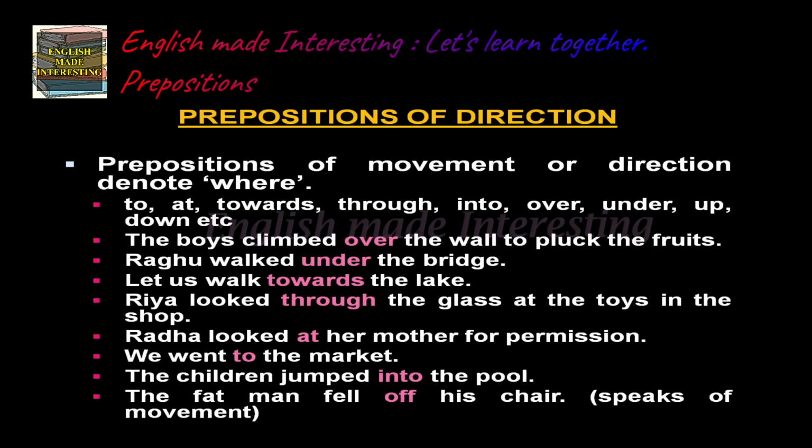Prepositions of direction. Prepositions of movement or direction denote where. Example: to, at, towards, through, into, over, under, up, down, etc. The boys climbed over the wall to pluck the fruits. Raghu walked under the bridge. Let us walk towards the lake. Riya looked through the glass at the toys in the shop.